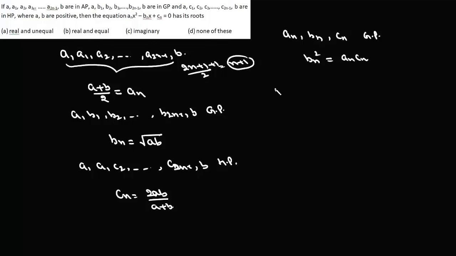Now if we look at this equation, its discriminant will be Bn square minus 4 AnCn, and AnCn is Bn square, so it will be minus 3 Bn square, which is less than 0. That means the roots of this equation are imaginary, and that's your option C.